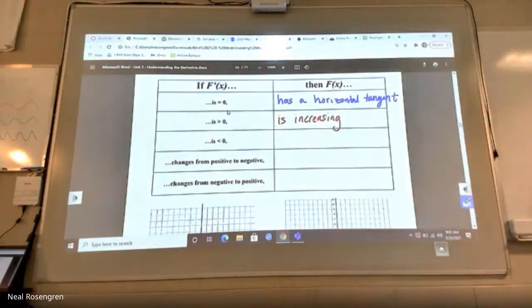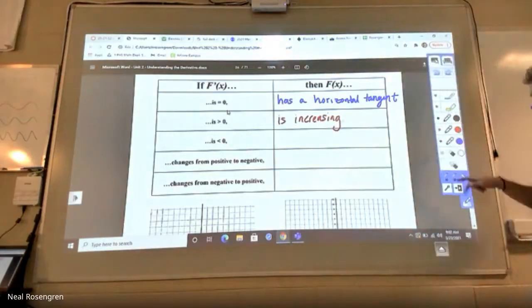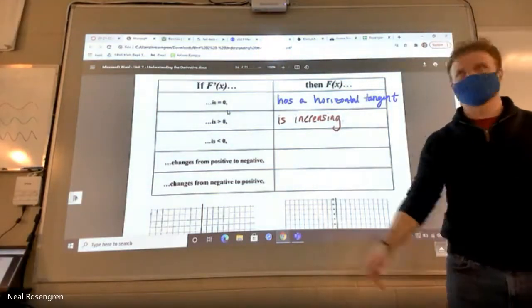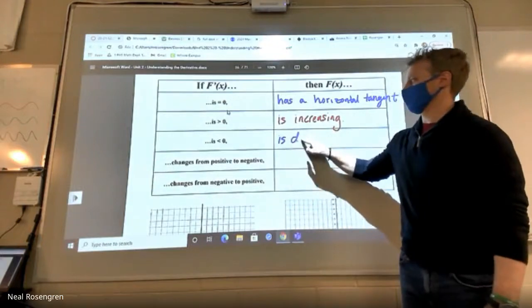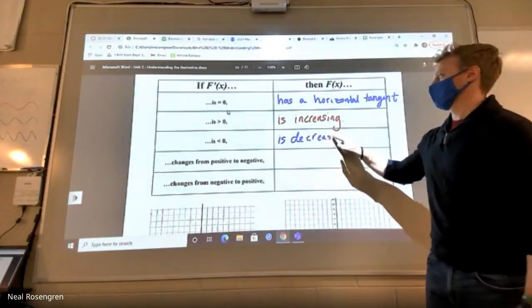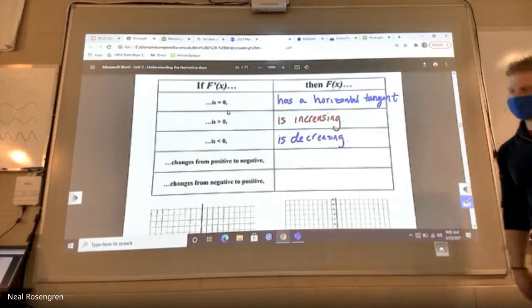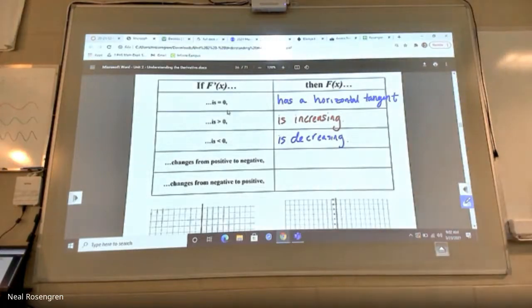I think the more we start talking about what the function is actually doing, rather than talking about what I could draw on the function, I think that'll help us out even more. Good. It's increasing. Okay, what about if it's negative? This one gets easier. Yeah, it's going down. Decreasing. And of course, we're always talking left to right. We always read graphs from left to right.